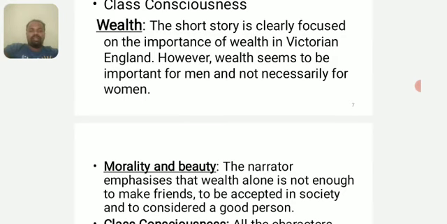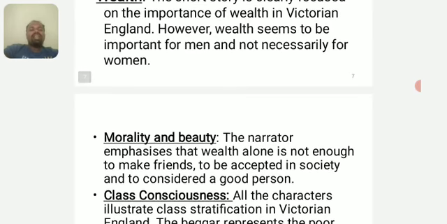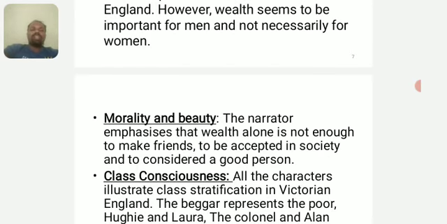Morality and beauty is another major theme of this story. The narrator emphasizes that wealth alone is not enough to make friends, to be accepted in society, and to be considered a good person. Wealth is not the only criterion for getting everything, because we can see such a good friendship between Huggy and Alan Trevor. This shows us that wealth is of least importance, and it is not enough to make friends, to be accepted in society, and to be considered a good person.